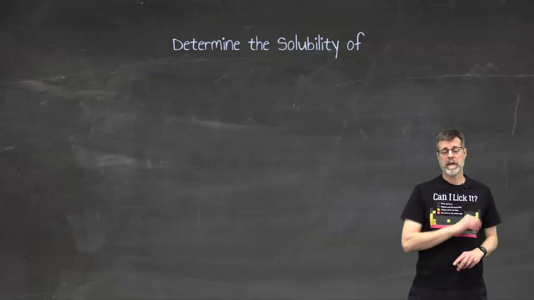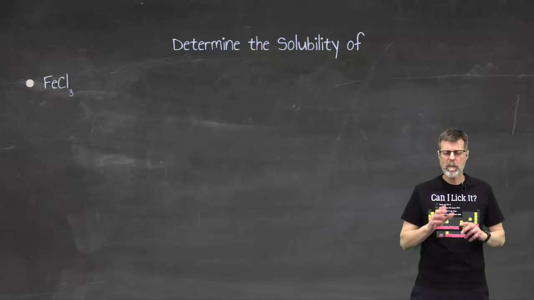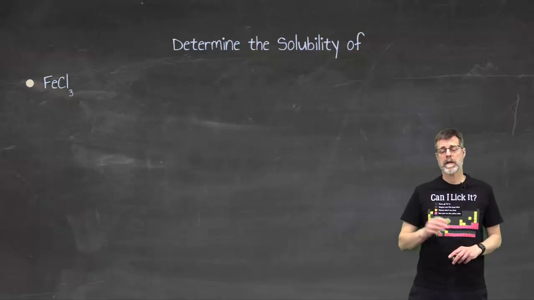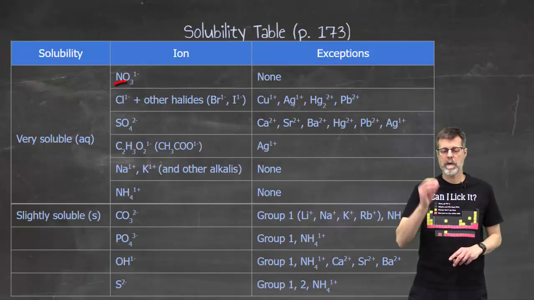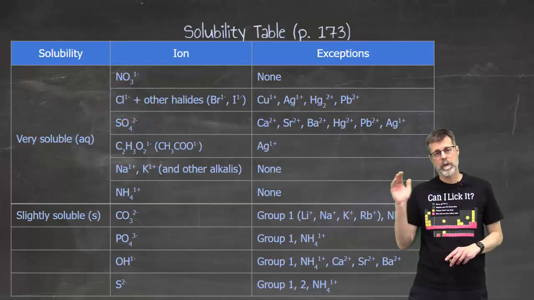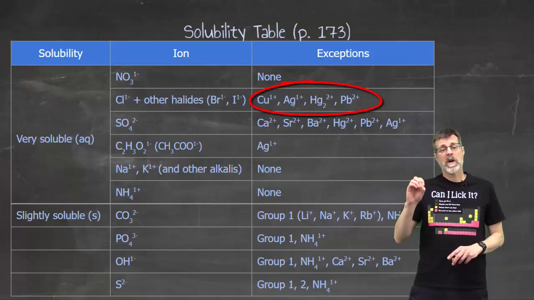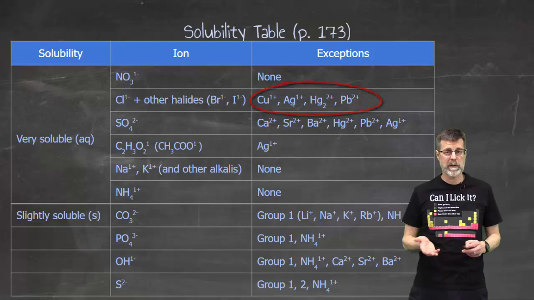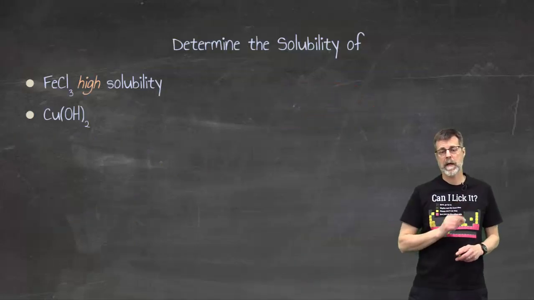Okay, so speaking of practice with that, this compound here, iron with chlorine. So iron 3 chloride, if we've done the nomenclature. Go back to my table, I find the chloride. It's organized according to the negative bonding partner, so I look for the chloride. There it is at the top. And then I look for iron. Iron is not listed as an exception, which means it must follow the high solubility pattern. Okay, so that thing has high solubility.